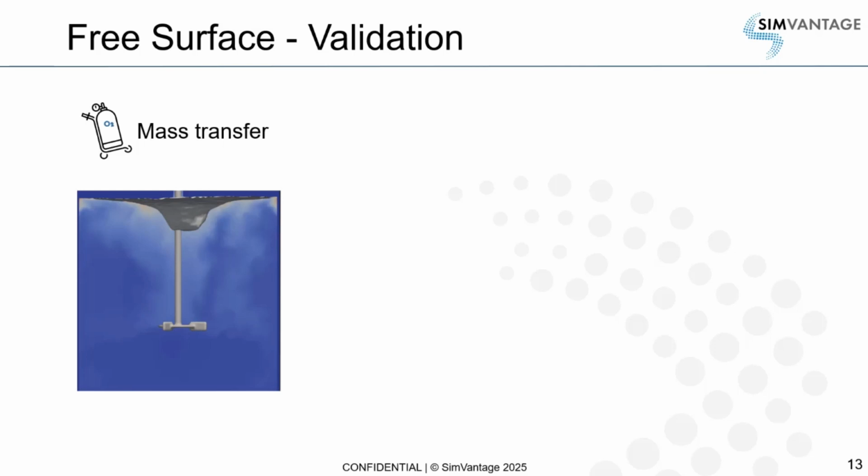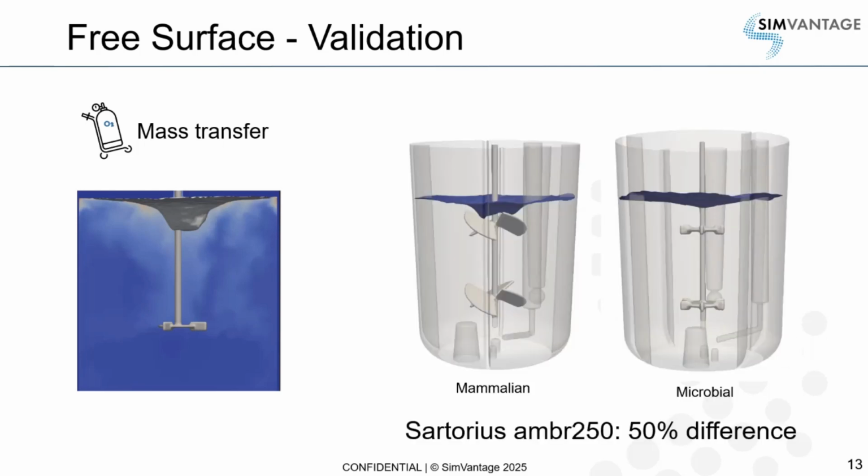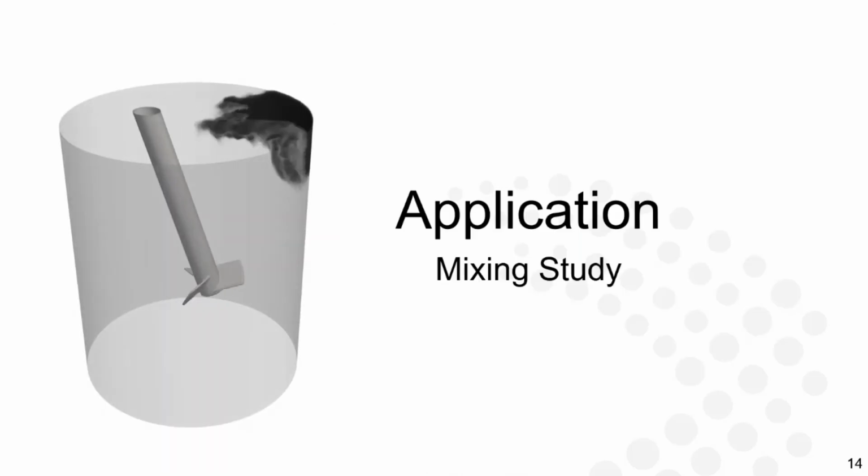And as I said, the vortex simulation can be used to calculate the mass transfer of the oxygen into the liquid, and you see here in this picture the oxygen distribution that is purely coming from the headspace. And if you think about, for example, very small reactors like the Storis Ember 250, the aeration through the headspace can make a difference of 50%. So if you don't include the headspace aeration, you get a 50% error in your KLA calculation.